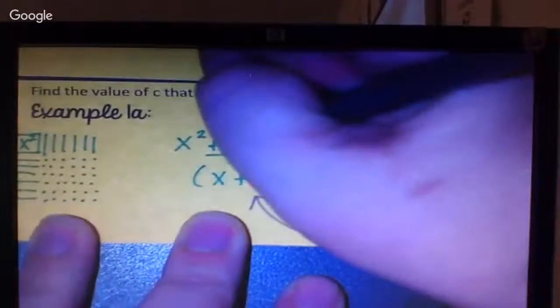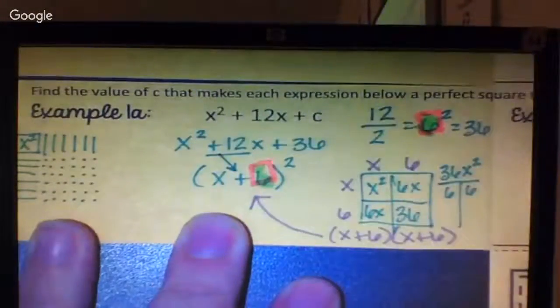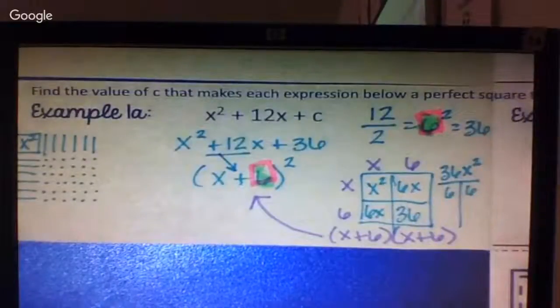If this is positive, this has to be positive. If it's negative, that would be negative. Every time. It'll always be. Always.